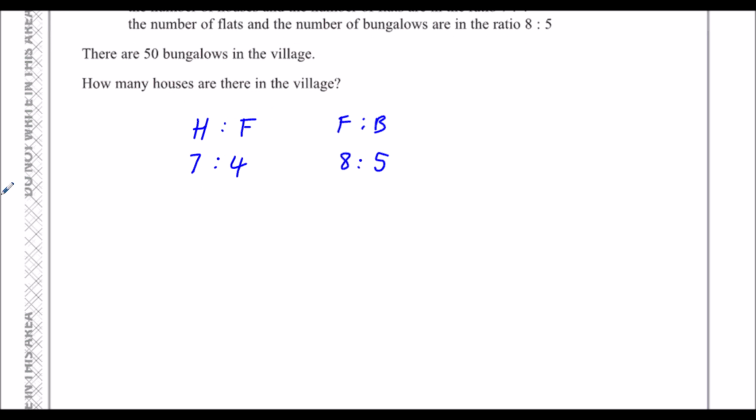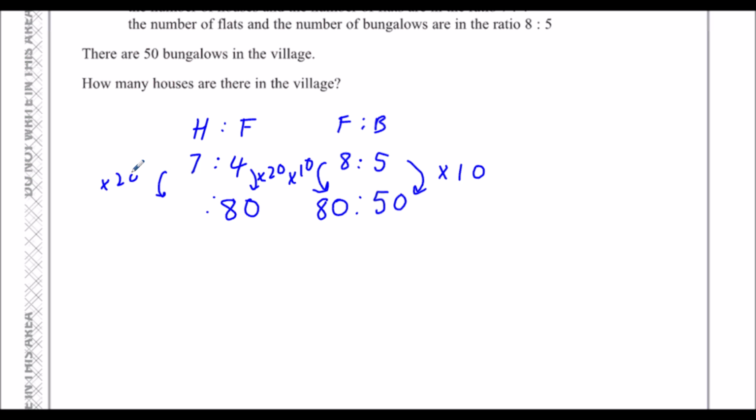So if there are 50 bungalows, that means we're timesing by 10 here. So there must be 80 flats. If there are 50 bungalows, there are 80 flats. And if there are 80 flats, what do you times 4 by to get 80? That's 20. So we times 7 by 20 as well, which is 140. So there are 140 houses.